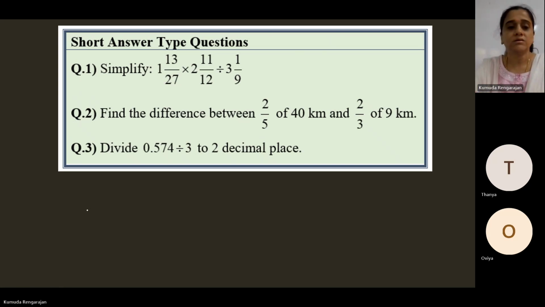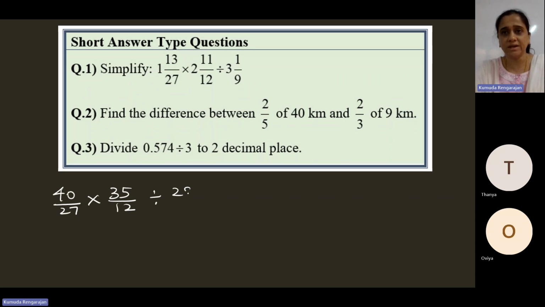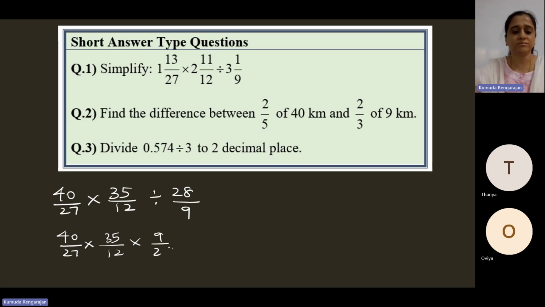Yeah, the first one. Tell me the improper form of 113 by 27. 40 by 27 into 211 by 12. 35 by 12. Then divided by 28 by 9. Okay, very good. So 40 by 27 into 35 by 12 into 9 by 28.